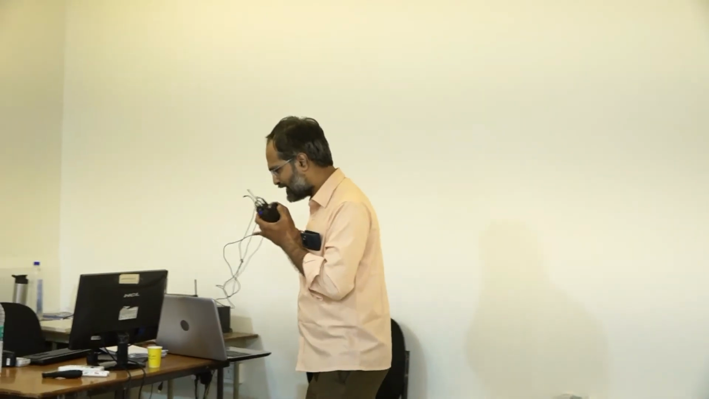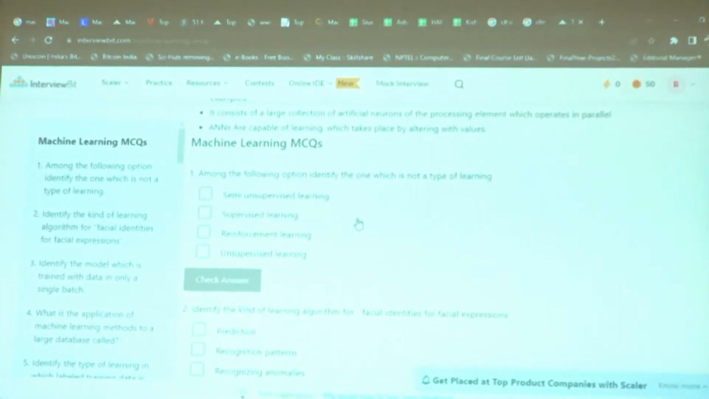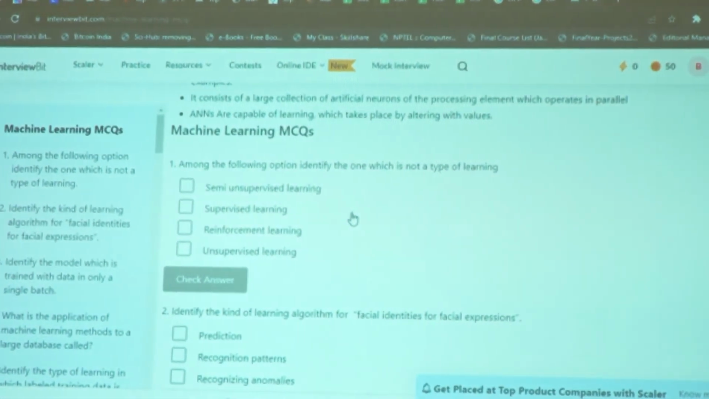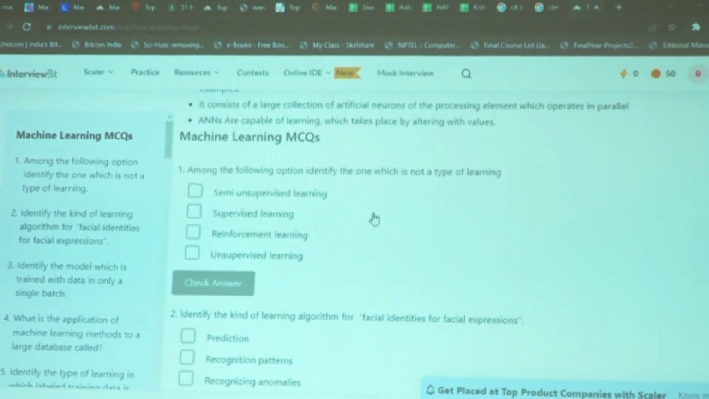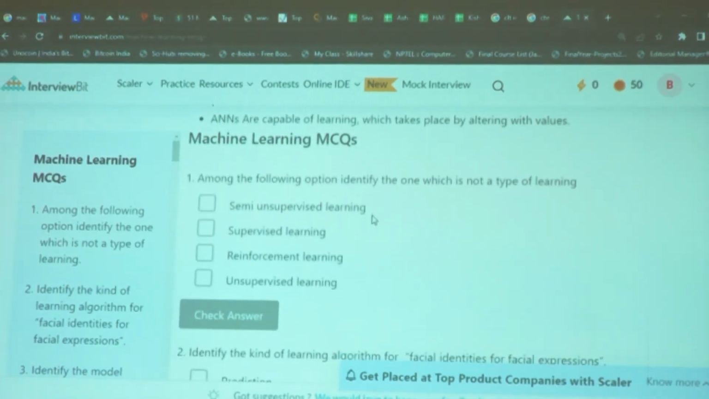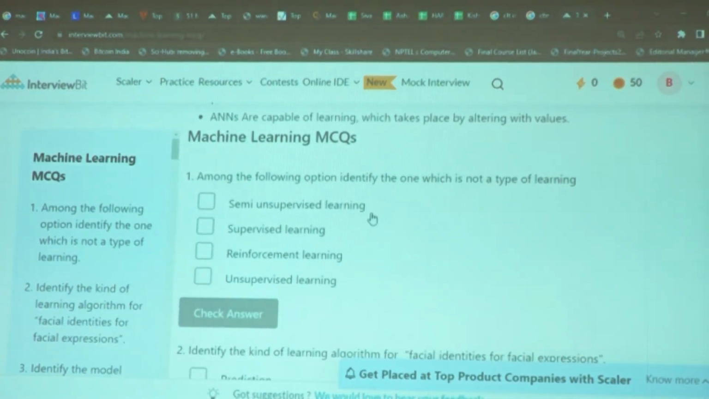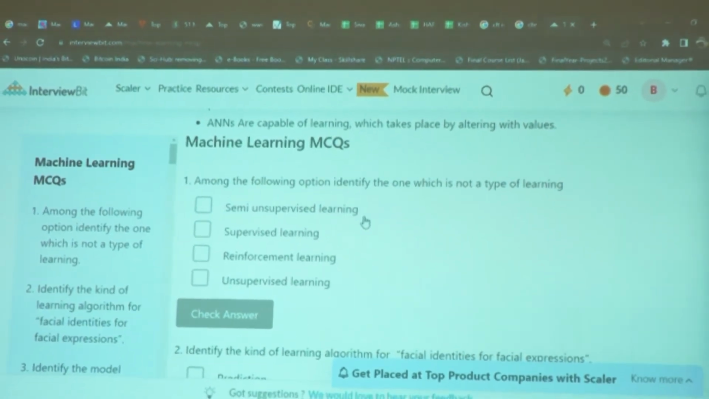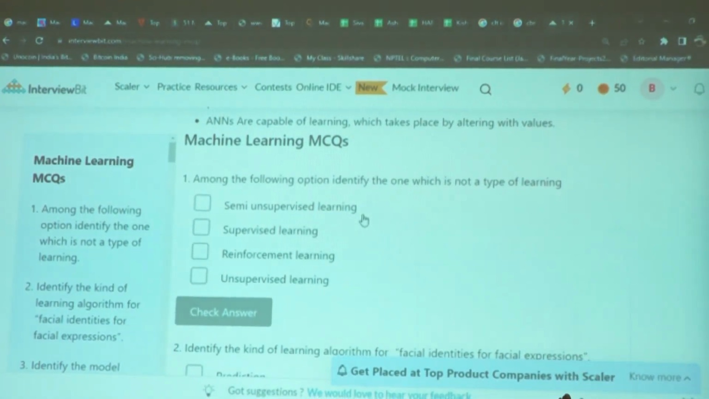I'm just showing some MCQs here. First start with the low level and basic questions, and try to understand them. We are not taking them from a college website or anywhere; they are open source on websites. Go to the websites and search for MCQs for machine learning. This is the first level, basic level. If you are able to cross this, then go for the next level.